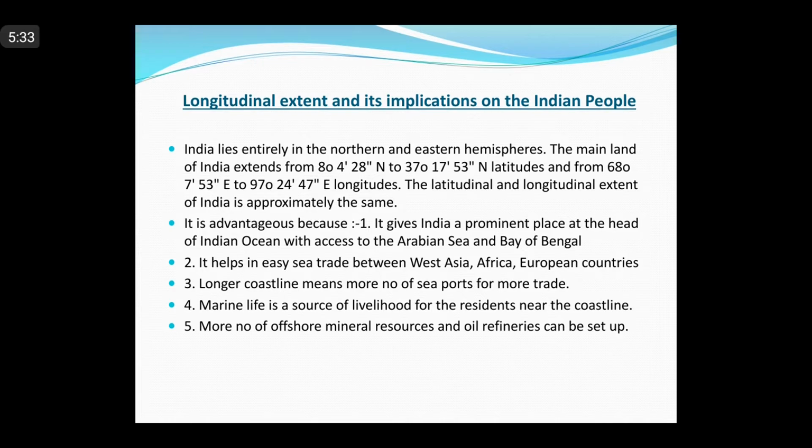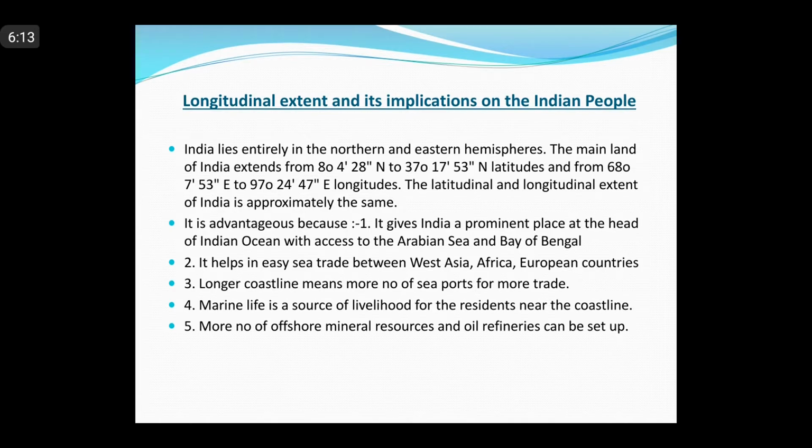Then longer coastlines mean more seaports and harbors, and that will help in the development of trade with other countries. So India's peninsular shape gives India a special position, and this is conducive for carrying out trade relations with other nations as well as with other continents of the world. Longer coastline means more seaports for more trade.